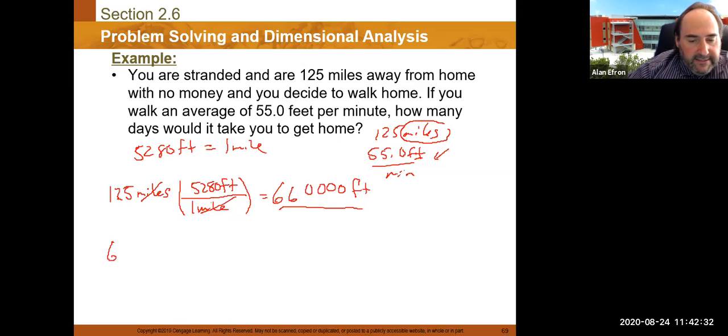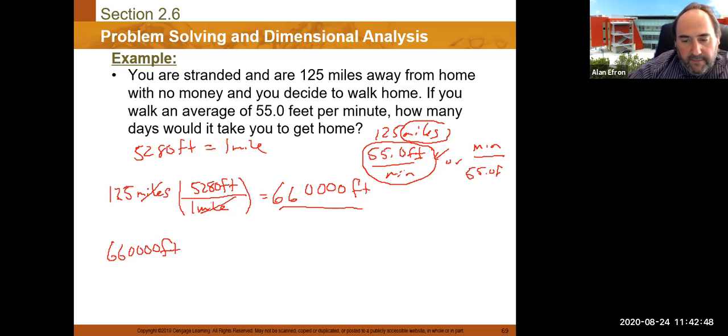Now that I have the distance I'm going in feet, I could use this as a conversion factor. I could use it the way it's written, or I could flip it upside down and use it with the feet on the bottom. So we could use this as our conversion factor. Basically what we're doing is really dividing by it, right? So we're taking 55 feet on the bottom, per minute up on top. At this point, the feet would cancel.